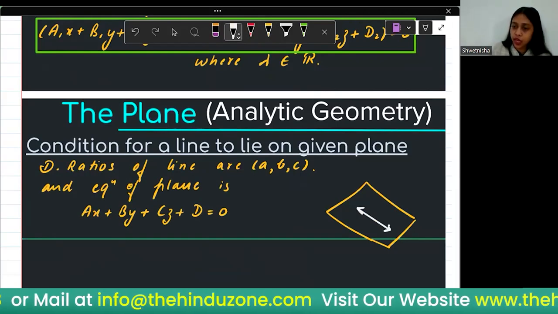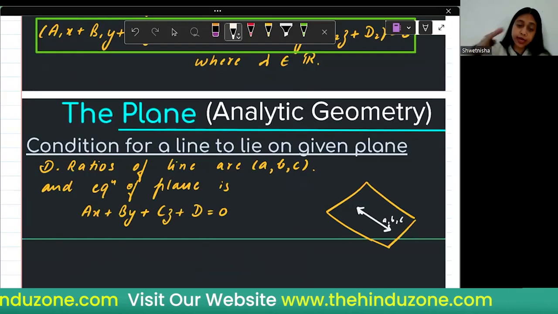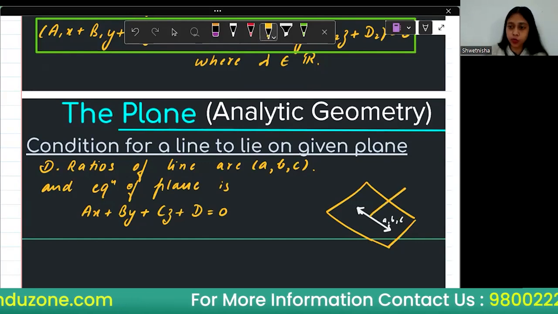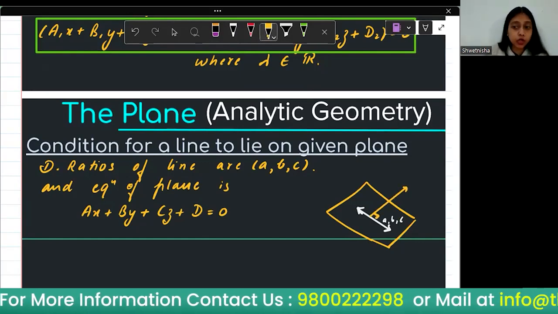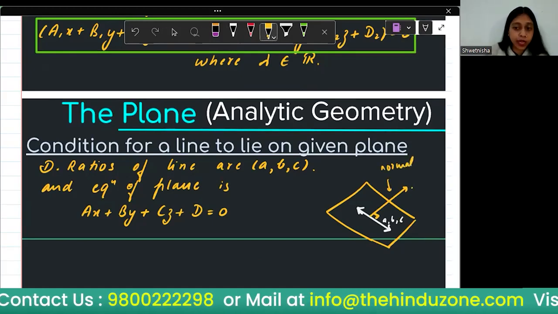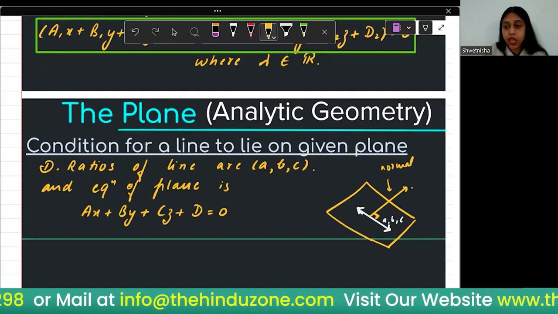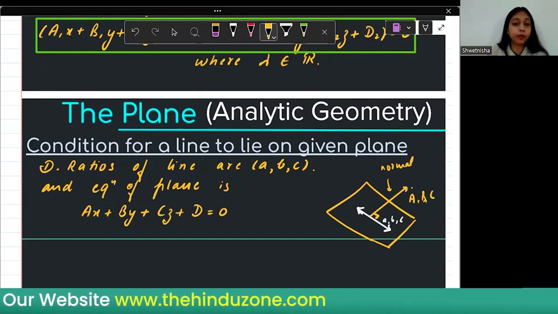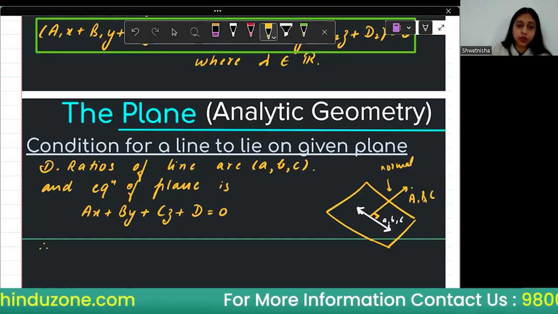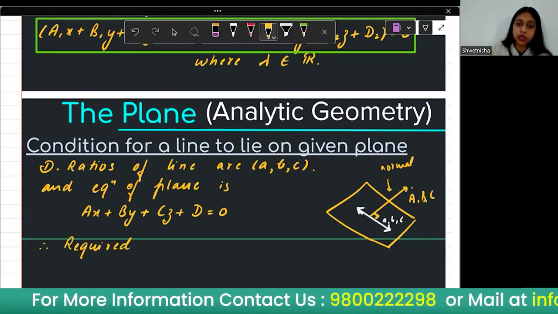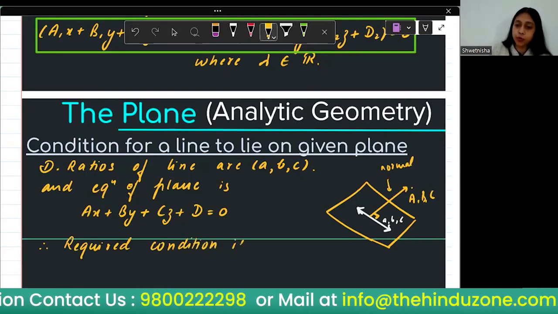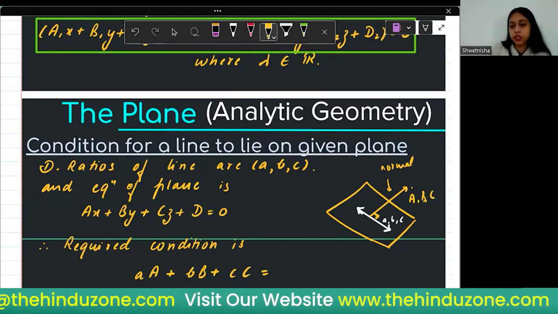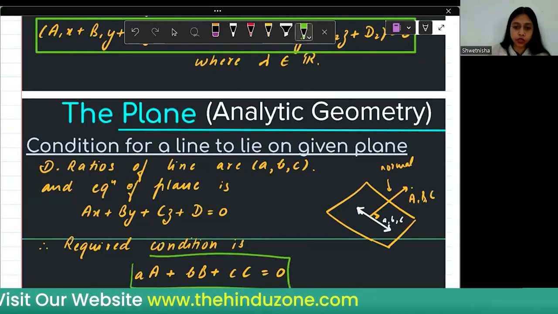So if this is the line having the direction ratios a, b, c and it lies on the plane, then what is the relation of this line with the normal of the plane? This is the normal of the plane, which is perpendicular to the plane. That means this normal is perpendicular to the line also, because the line lies on the plane. And this normal will have direction ratios A, B, C. So what is the relation between the direction ratios of two lines which are perpendicular? Therefore, the required condition for perpendicular is Aa plus Bb plus Cc equals 0. That is the required condition.